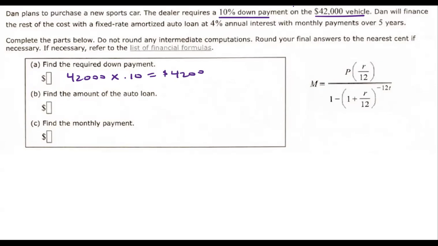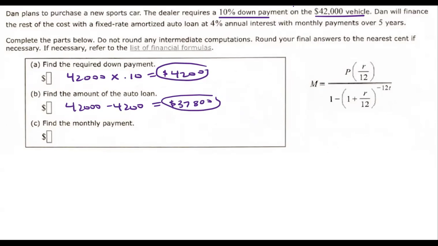Now we want to find the amount of the auto loan. Well, he's not going to take out the $42,000 because he's paid $4,200. So we have to subtract that. So $42,000 minus $4,200. And that gives us $37,800. Okay. So this is the amount of money that he will need to borrow to get this car. So now we need to find the monthly payment.